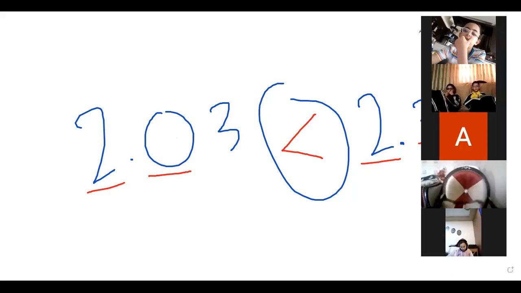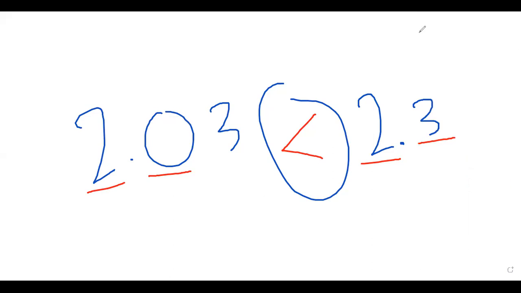So it's kind of just like the regular one. Yes, that's the regular one. You compare digit by digit. Always compare digit by digit. So that's everything about comparing decimals.